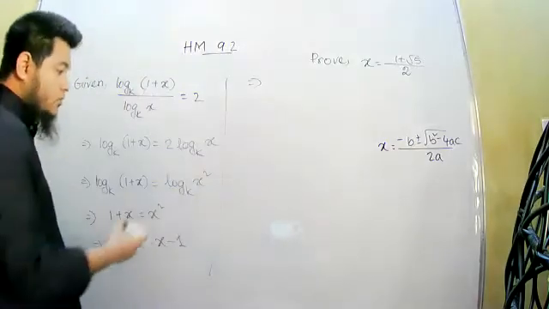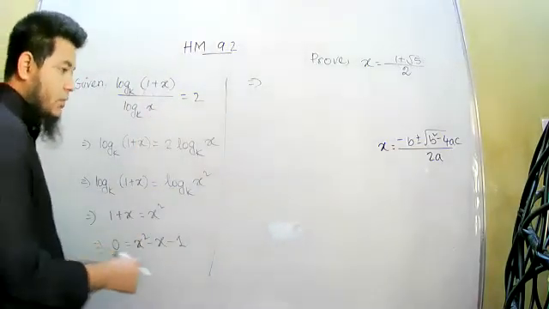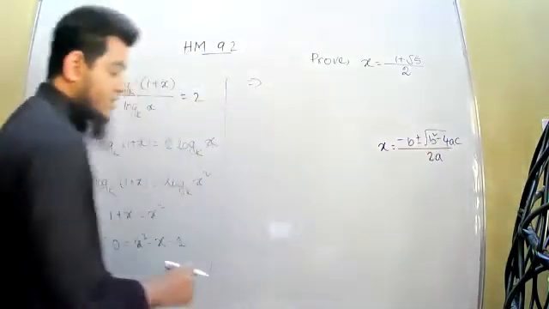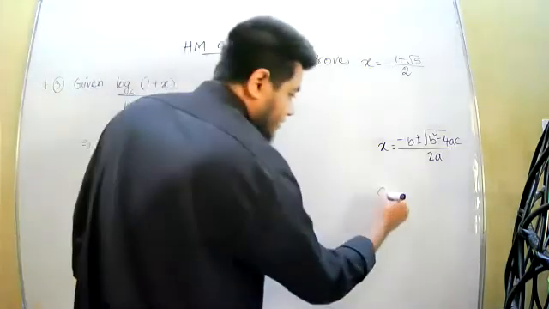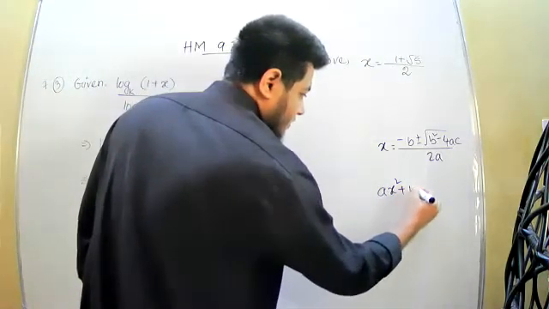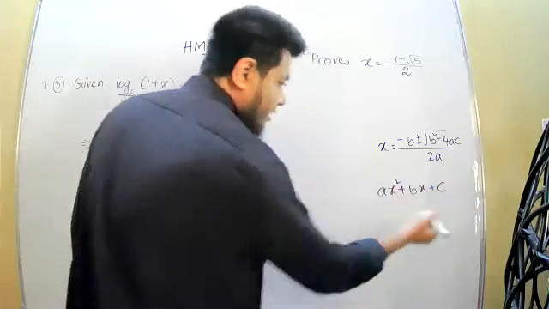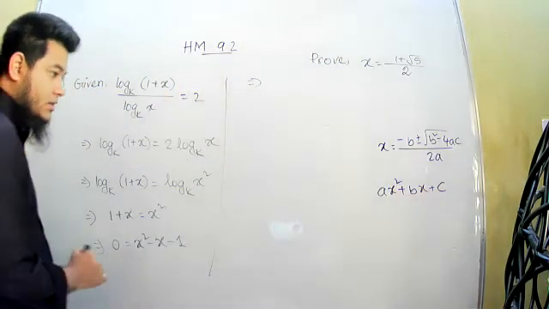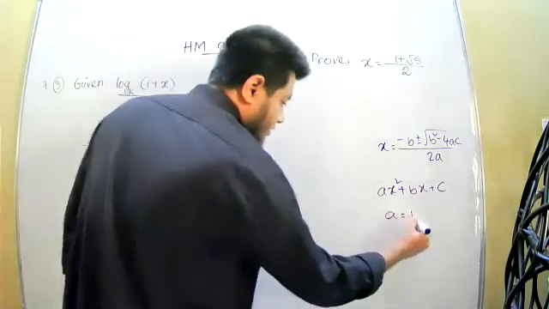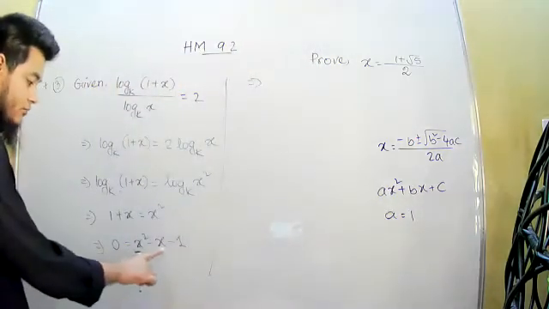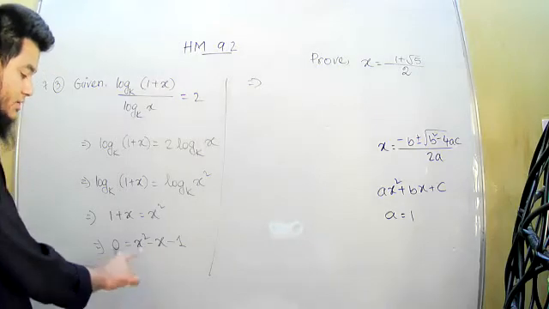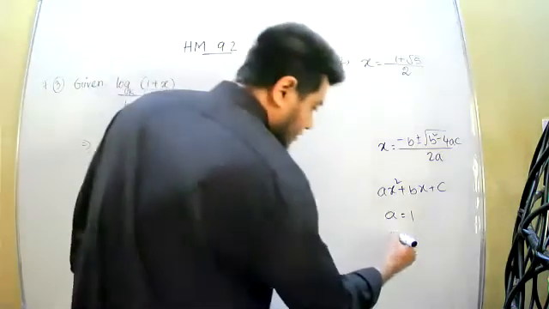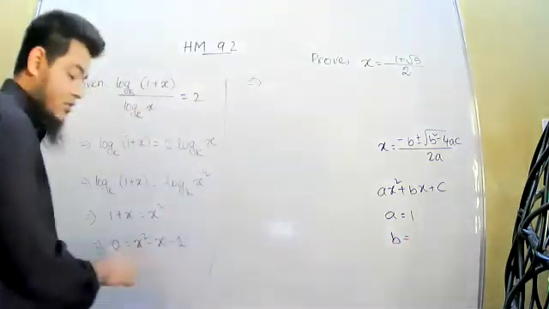Now, before we apply that, we have to know what is the value of a, b, c, right? So we know that the equation looks like this: x square plus bx plus c. We can compare with this. So whatever we have with x square, that is 1. So the value of a is 1. Whatever we have with x, that is the value of b. Can you tell me what is the value of b from here?